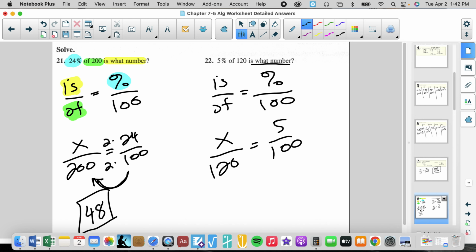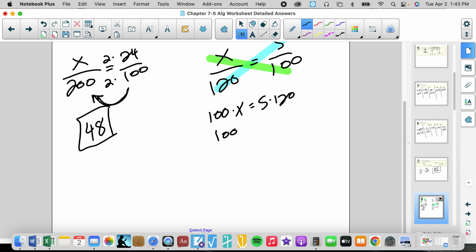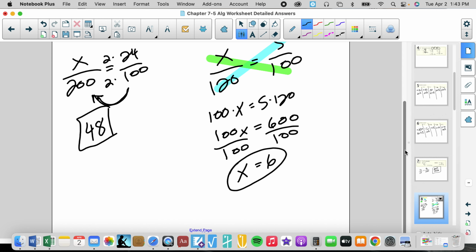5% of 120. And now there's no number that times 100 equals 120, so I'm going to use cross product. Remember, I have those 2 techniques that I used. So I'm going to use the cross product. I'm going to do 100 times x equals 5 times 120. I get 100x equals 600. Yeah, 600 divided by 100. And I get x equals 6. So 5% of 120 is 6.